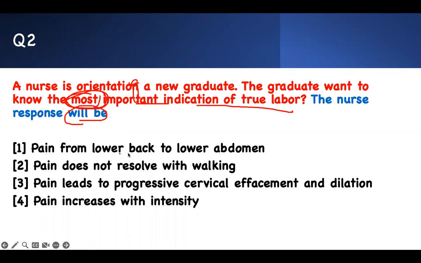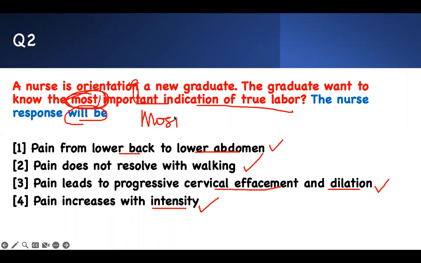Pain from the lower back to lower abdomen is part of true labor. Good. Pain does not resolve with walking. Part of true labor. Good. Pain leads to progressive cervical effacement and dilation. Part of true labor. Good. Pain increases with intensity. Part of true labor. Good. But guess what? Question test taking skills.